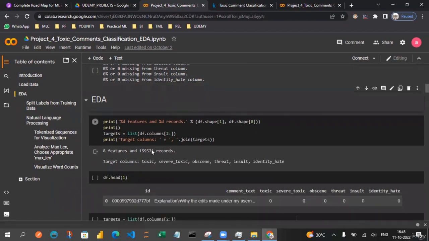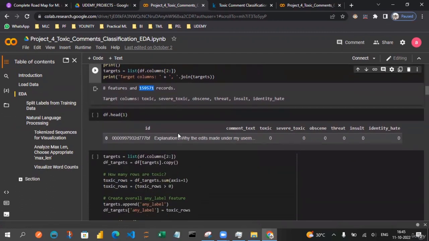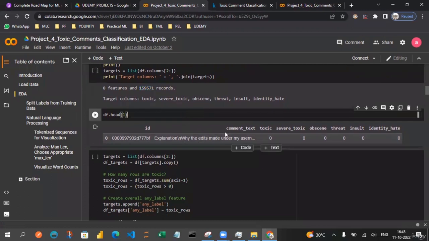So let's get started with EDA. Just quickly look at some of the features and how many records we have. We have 8 features and around 150,000 plus records, around 160,000 records, that we're going to work with for the toxic comments.